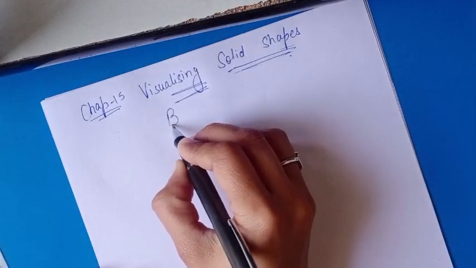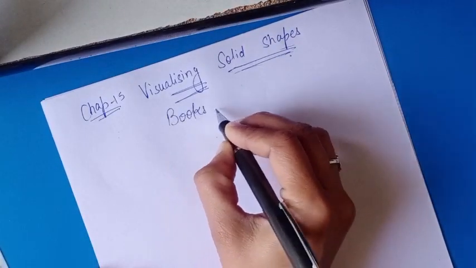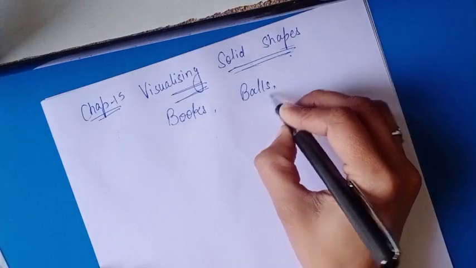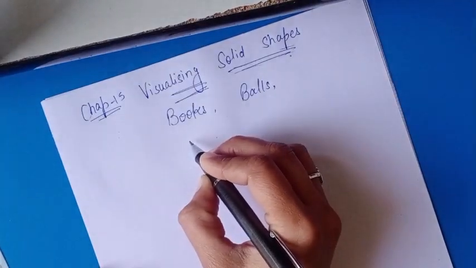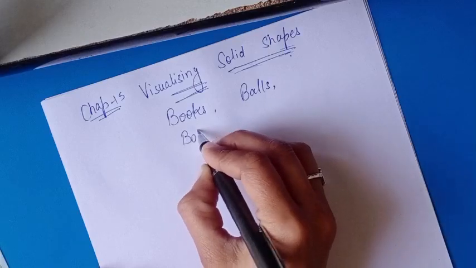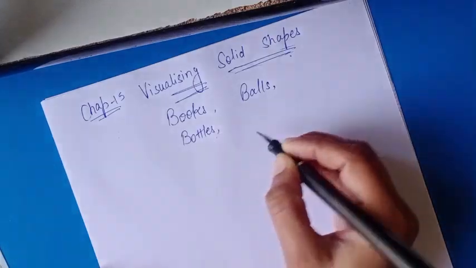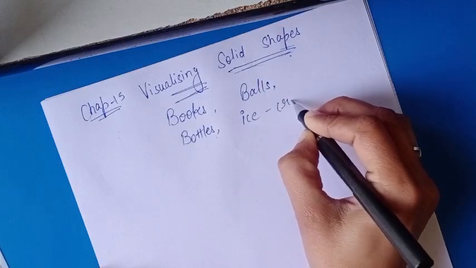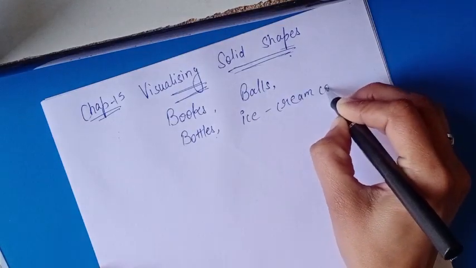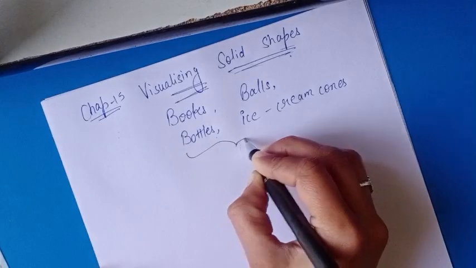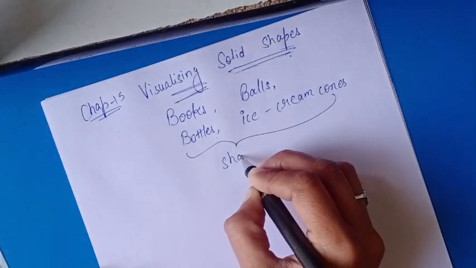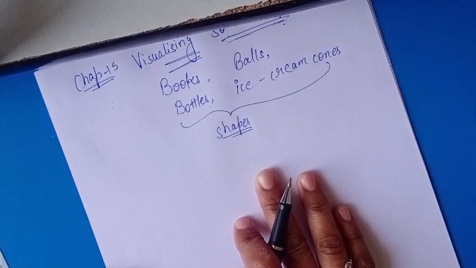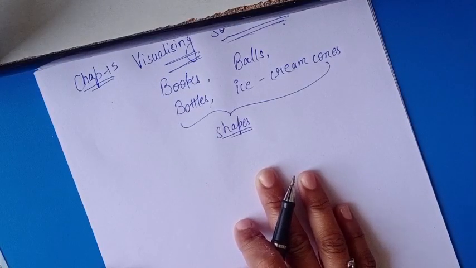For example, our books, bowls, a bottle, water bottles, and our ice cream cone. These are all examples of shapes. Now in this chapter we will discuss these shapes.